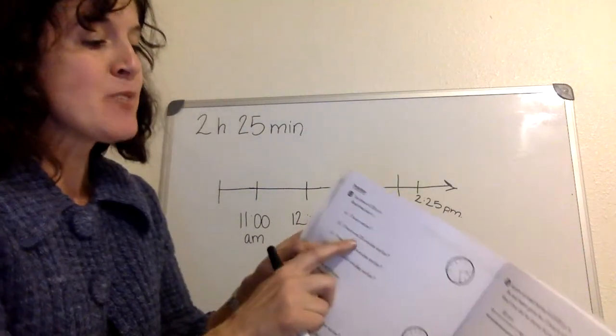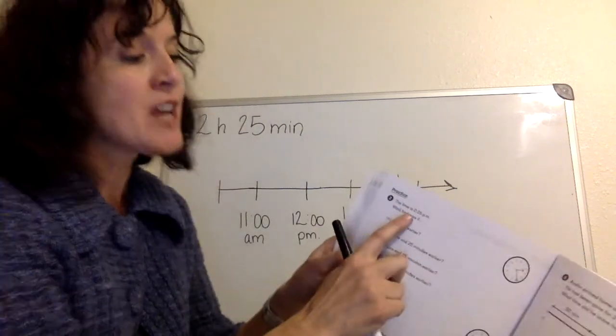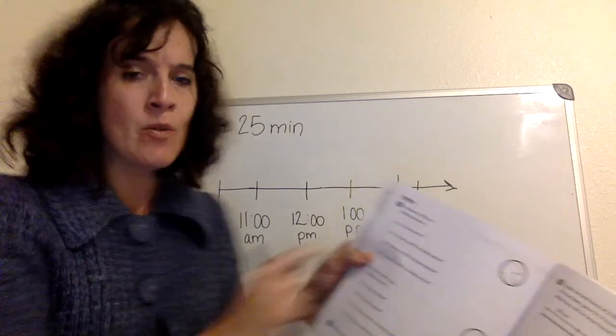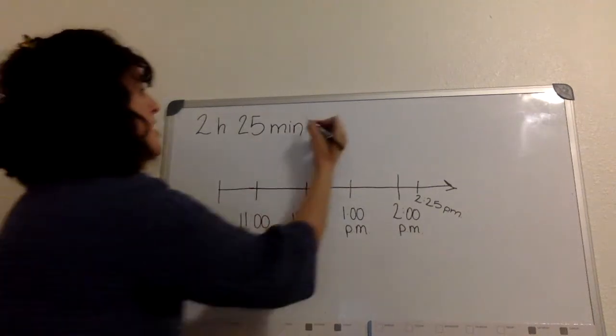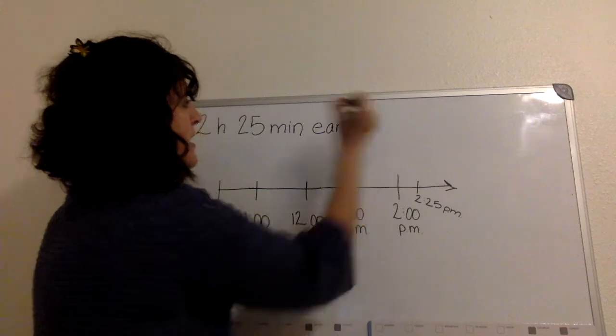This time, this one does have some minutes that it wants us to subtract. So I've got the time is 2:25 p.m. What time was it 2 hours and 25 minutes earlier? So going back in time again.